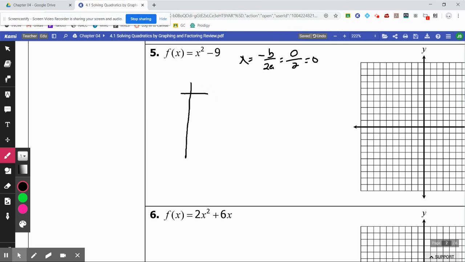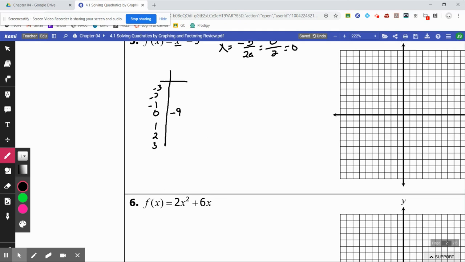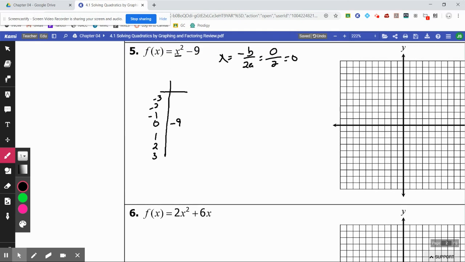So let's plug in some values: 0, 1, 2, and 3 on one side, and -1, -2, and -3 on the other side. When you plug in 0, you have 0 squared minus 9. Pretty easy, that gives you -9. Plugging in 1, 2, and 3 gives you 1 squared minus 9, which is -8, 2 squared minus 9, which is -5, and 3 squared minus 9, which is 0.